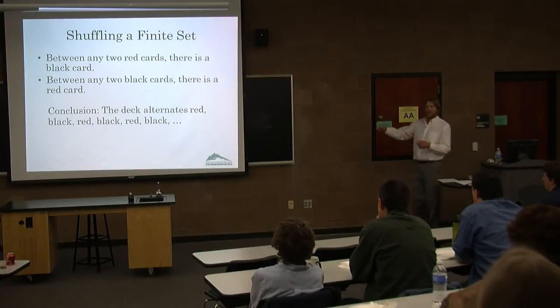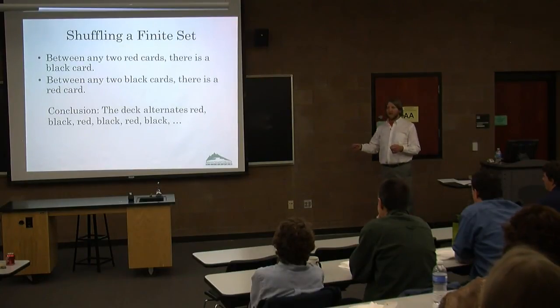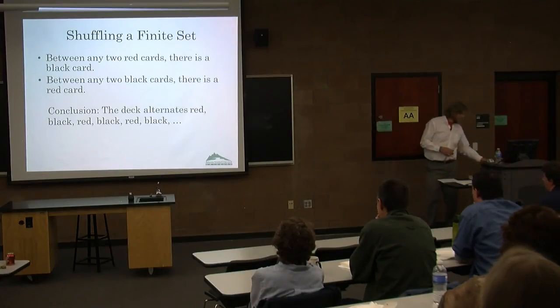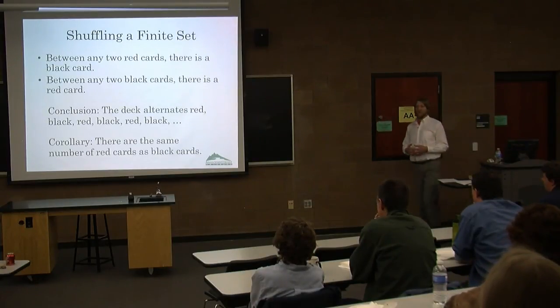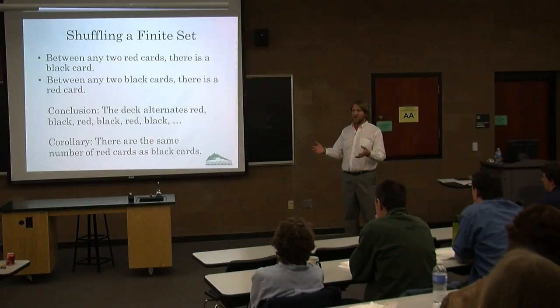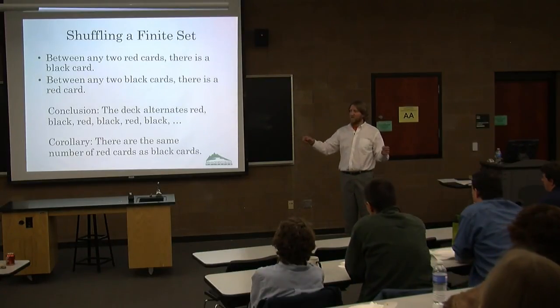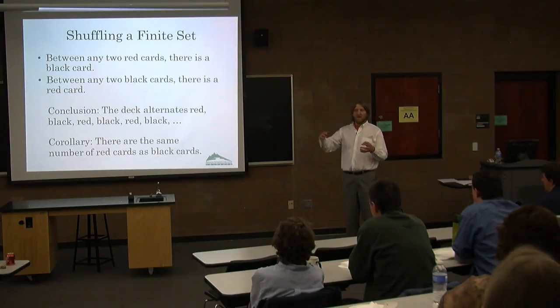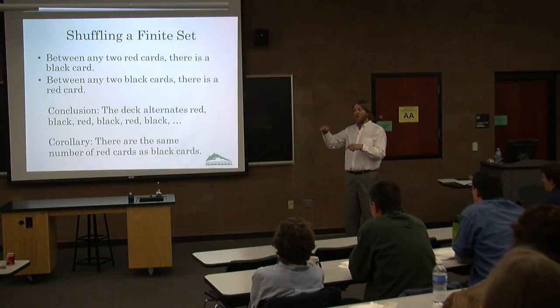Red, black, red, black, red, black, red, black, red, black. Okay? And since it's a deck of cards, and there's an even number of them, what you could say is, well, that there are the same number of red cards as there are black cards, right? If you have any finite set with this property, that between any two of one, there's the other, and between any two of these, there's that one, then, well, okay, at most there's one more of one than the other, right? If it's an odd number, the ones on both ends might be red, okay? Well, why is this important?